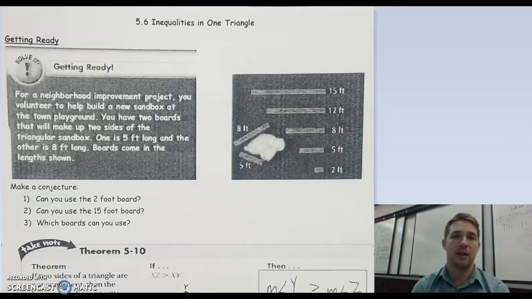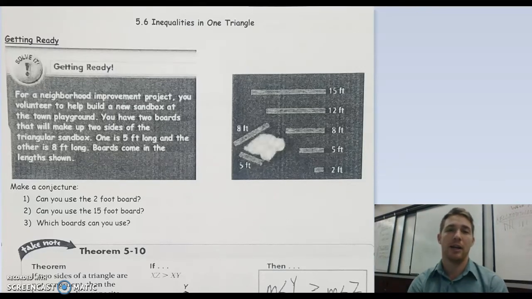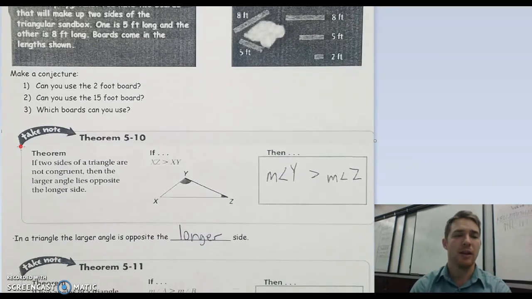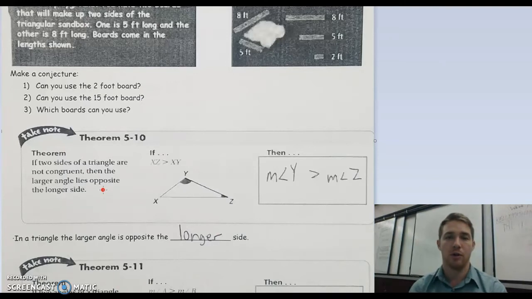5.6 is adding in, finally, we aren't dealing with things that are equal in our triangles. Now we're looking at inequalities. And the first inequality that I see here is that if two sides of a triangle are not congruent, so again, if one's bigger than the other, then the larger angle should lie opposite the longer side. So you think bigger angles should go with bigger sides.